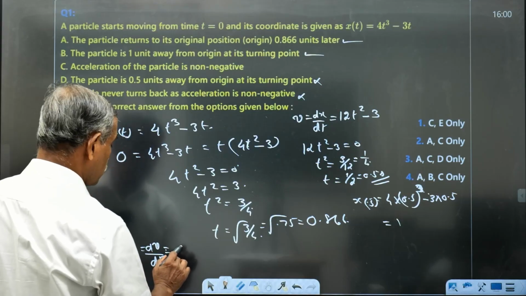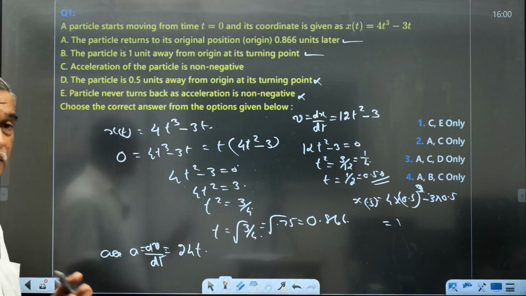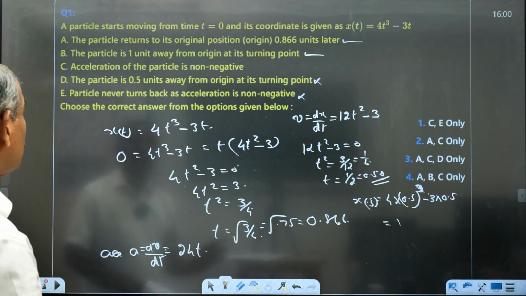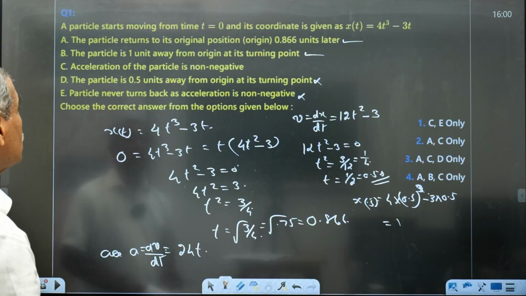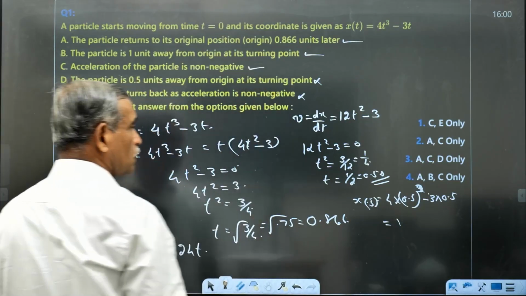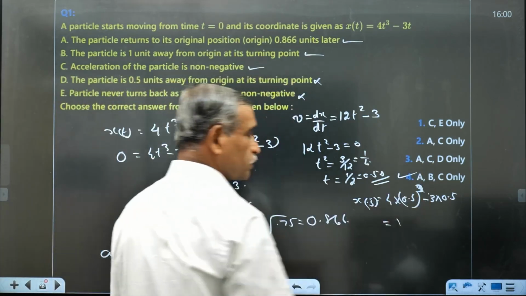Equal to 2040. And t can never be negative, and therefore acceleration can never be negative. The acceleration of the particle is non-negative. This statement is correct. Therefore, we can say that A, B, C are correct. So the option is equal to 4.